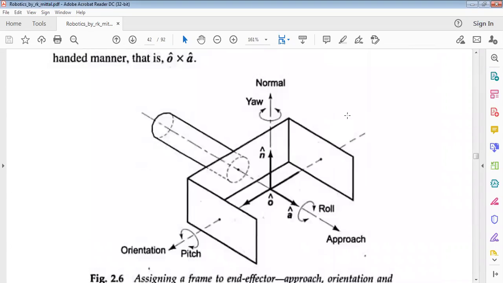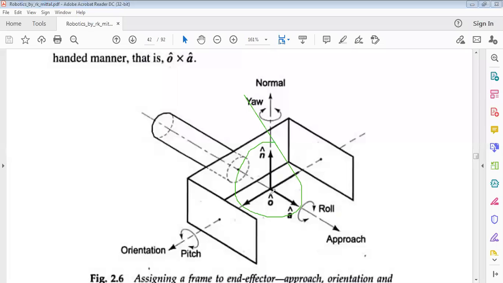Okay, so this is an end effector. To this end effector, first we need to assign a coordinate frame. So this is a coordinate frame. It consists of three vectors.